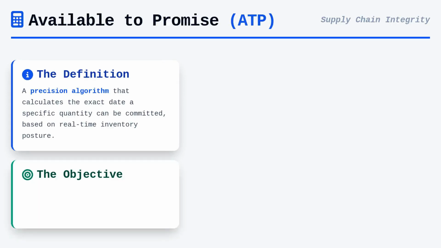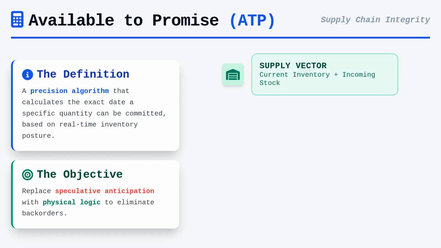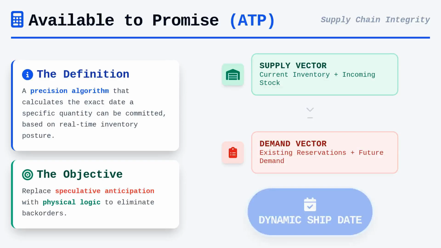It avoids the fallacy of assuming that everything currently held in a warehouse is eligible for sale by accounting for existing reservations and future demand. By systematically processing supply and demand vectors, the system yields a dynamic numerical result that governs the ship date. If you rely on static figures, you inevitably drift into a state of inaccurate promising, which leads to back orders and eroded customer trust. A precision-engineered ATP setup ensures that the promise made to the customer is backed by actual physical logic rather than speculative anticipation.